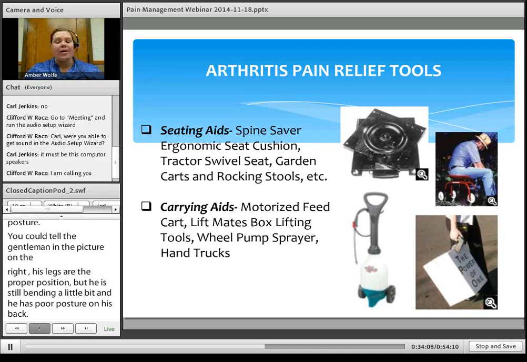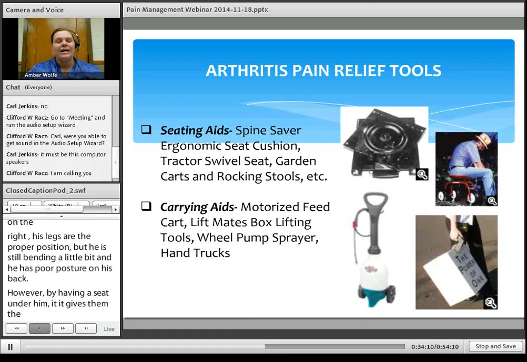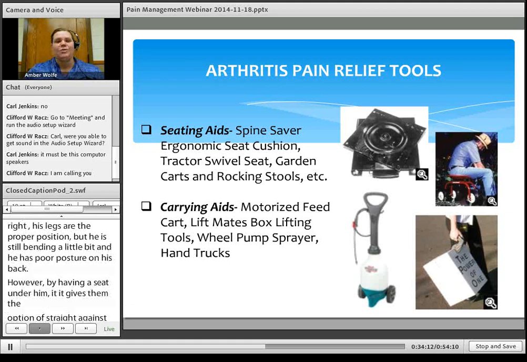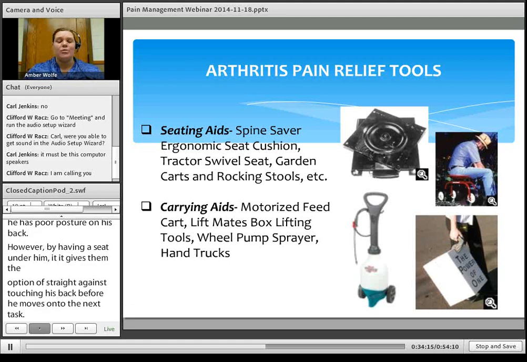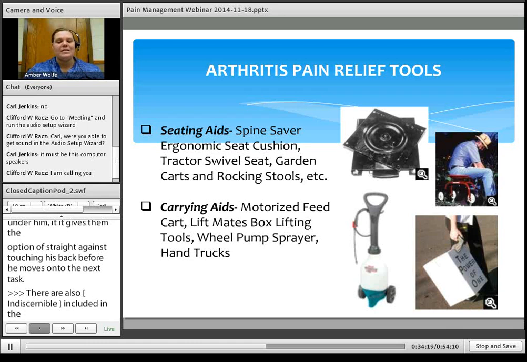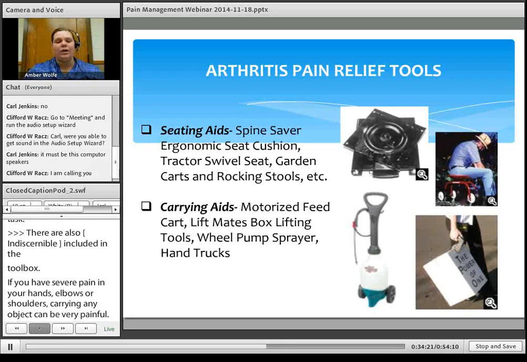There's also carrying aids included in the toolbox. If you have severe pain in your hands, your fingers, your wrists, even your elbows and your shoulders, carrying any object can be very painful. Some of the ones that I found that I thought were interesting were different motorized or automatic feeding carts for livestock, so you're not carrying heavy amounts of feed or water. Automatic watering systems are great.